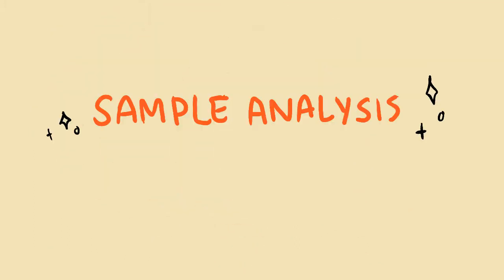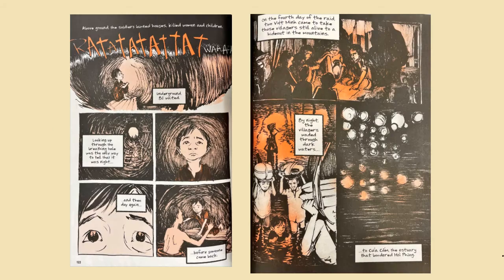Now for a sample analysis. The passage we chose is on page 122 of The Best We Could Do. In the first panel, we can see the separation between Bo and the fight above the ground with the use of visual sound cues to signal the gunfire. Bo is surrounded by darkness, which represents his loneliness and isolation, with the darkness bending around him as it follows the walls of the tunnel.